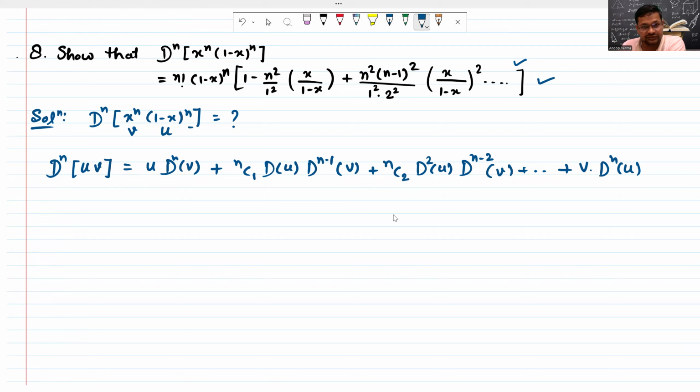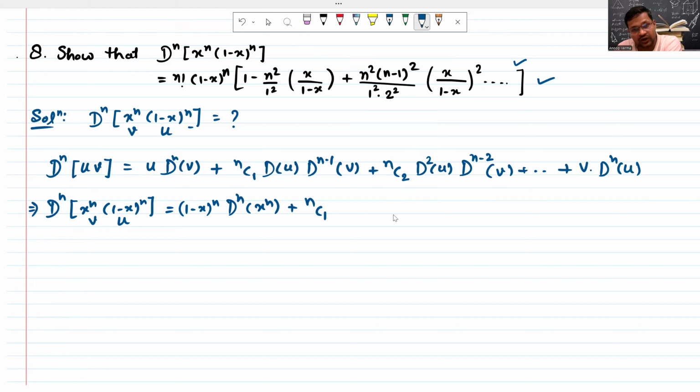So now, this implies by Leibniz rule, we just apply the Leibniz rule. This is x power n. I'm not changing the order. I'm just taking u and v. So this is your u and this is your v. According to the rule, we expand it. Okay. So u means 1 minus x power n. So this is 1 minus x power n here. And this is nth derivative of x power n. And then in the second term, nC1. And this is a first order derivative of 1 minus x power n.